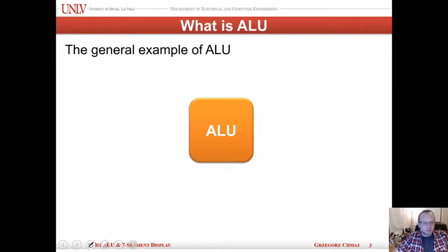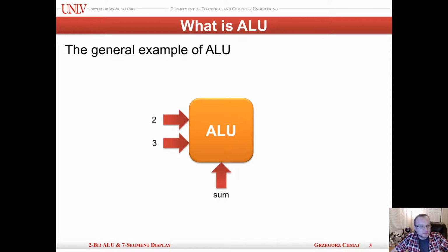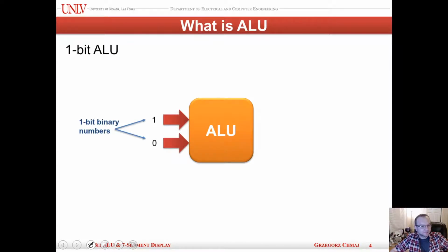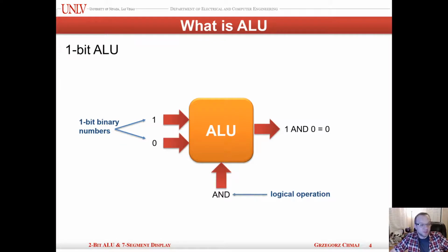So let's look at some examples. Two operands, 2 and 3, decimal numbers, and the operation will be arithmetic sum, and our result will be 5 in this case. 1-bit ALU, what does it mean? It means that each of the operands is a 1-bit binary number. And of course, again, we have an operation selector. So let's choose AND, and for 1 and 0 our result will be 0, because this is a logical operation.